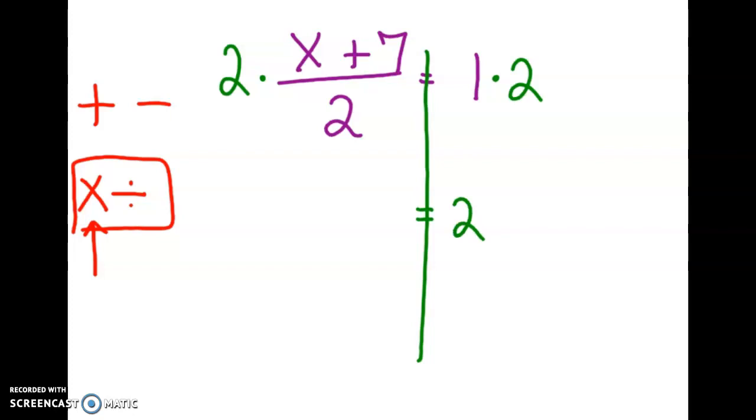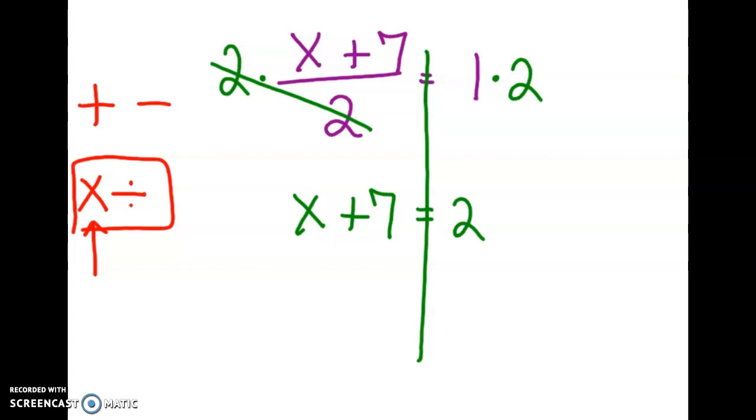Okay? But on the left side, 2 times x plus 7 over 2, 2 divided by 2 is 1. So the 2's are going to eliminate. So what's left is x plus 7. Okay? Now that we've done that, we only have one step left. Remember, this is a two-step equation. So we've done the first step, now we're doing the second.